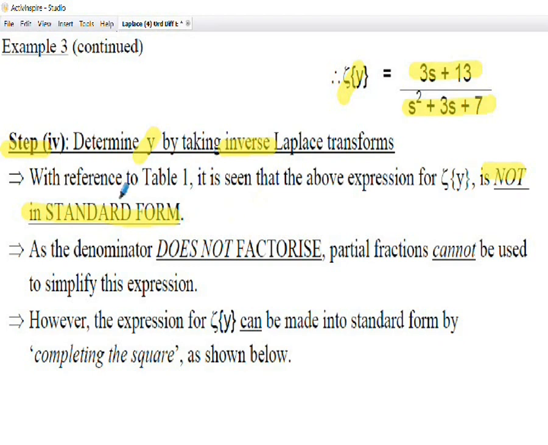So does the denominator factorise? And it doesn't in this case. You cannot factorise s squared plus 3s plus 7. So partial fractions can't be used in this particular case. So we've lost that approach. However, we should be able to use completing the square here, and hopefully then make our denominator into a standard form that we can look up in our tables. The numerator does have the appearance of s plus a in it, but at the moment the denominator does not fit the inverse Laplace tables.